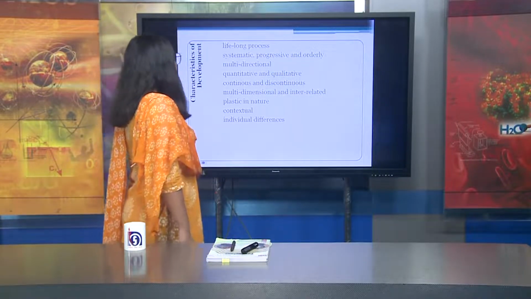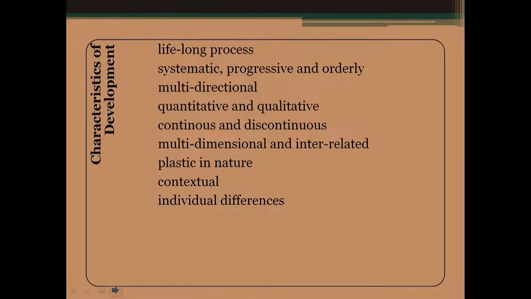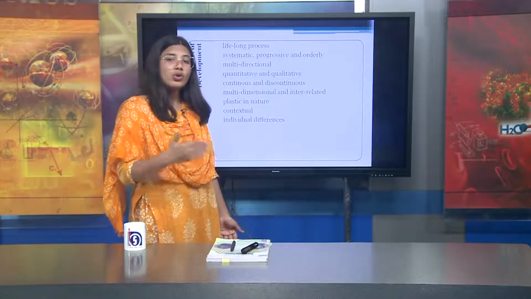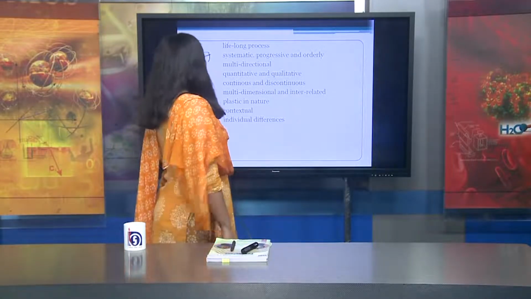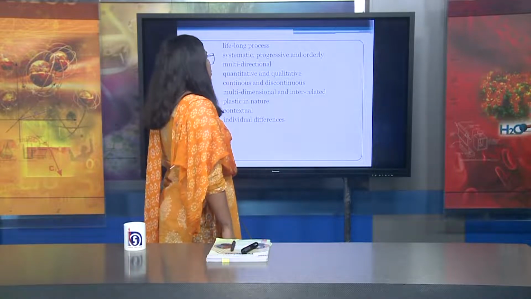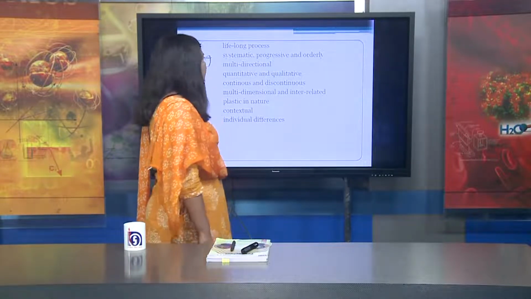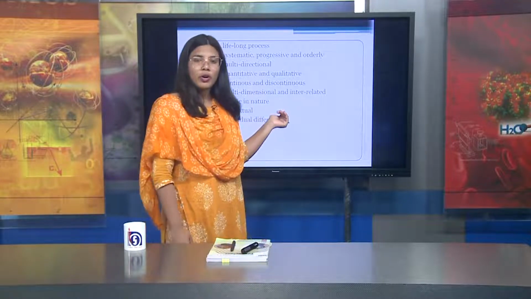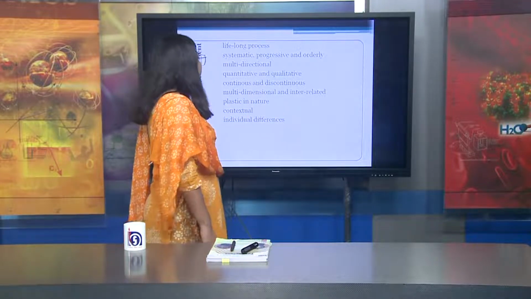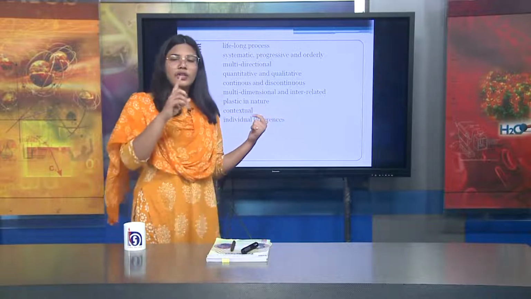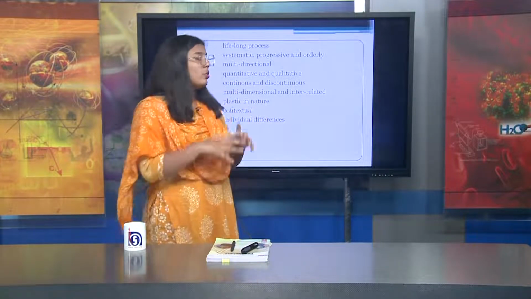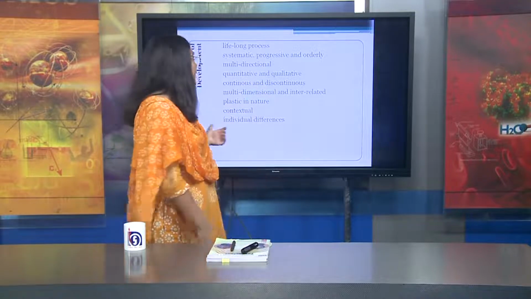Now we are going to talk about certain characteristics of development. So first, it's a lifelong process. Development starts as the child is conceived and goes on till death. Next, it is systematic, progressive and orderly. We have already discussed why it is orderly and progressive. And it is multidirectional. Why multidirectional? Because there is no one unitary aspect of development. Multiple domains are there: cognitive, physical, mental. So, there are multiple domains involved under development.